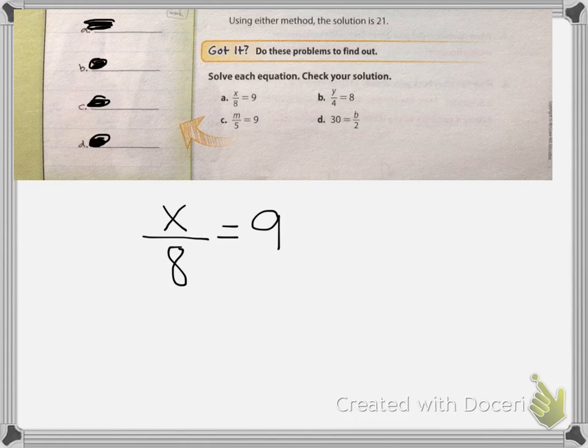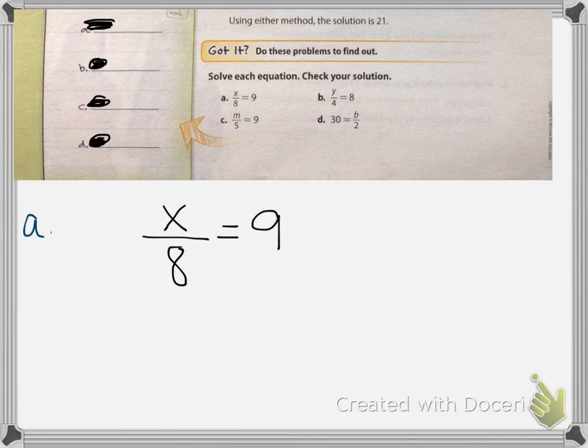So now you want to pause your recording, and you want to go ahead and work on problem A. Only work on problem A to begin with, so that you can make sure that you're doing A correctly before you go on and work on B, C, and D. So pause the video now. All right, and welcome back.